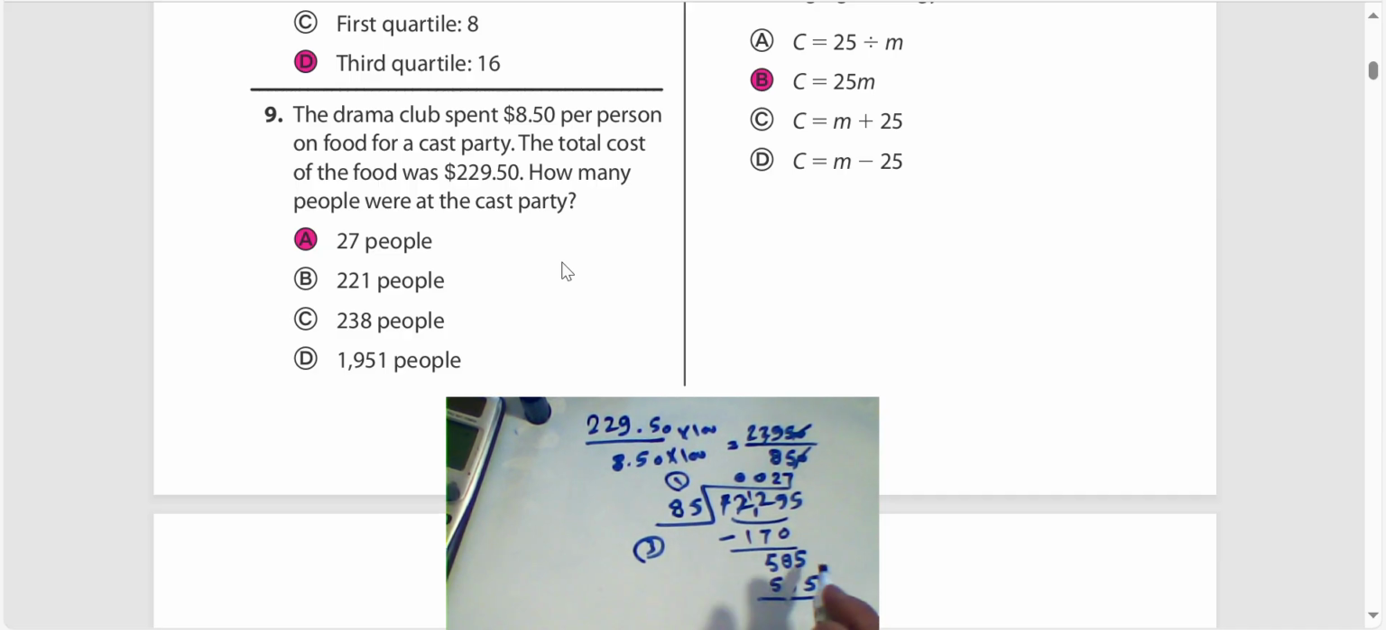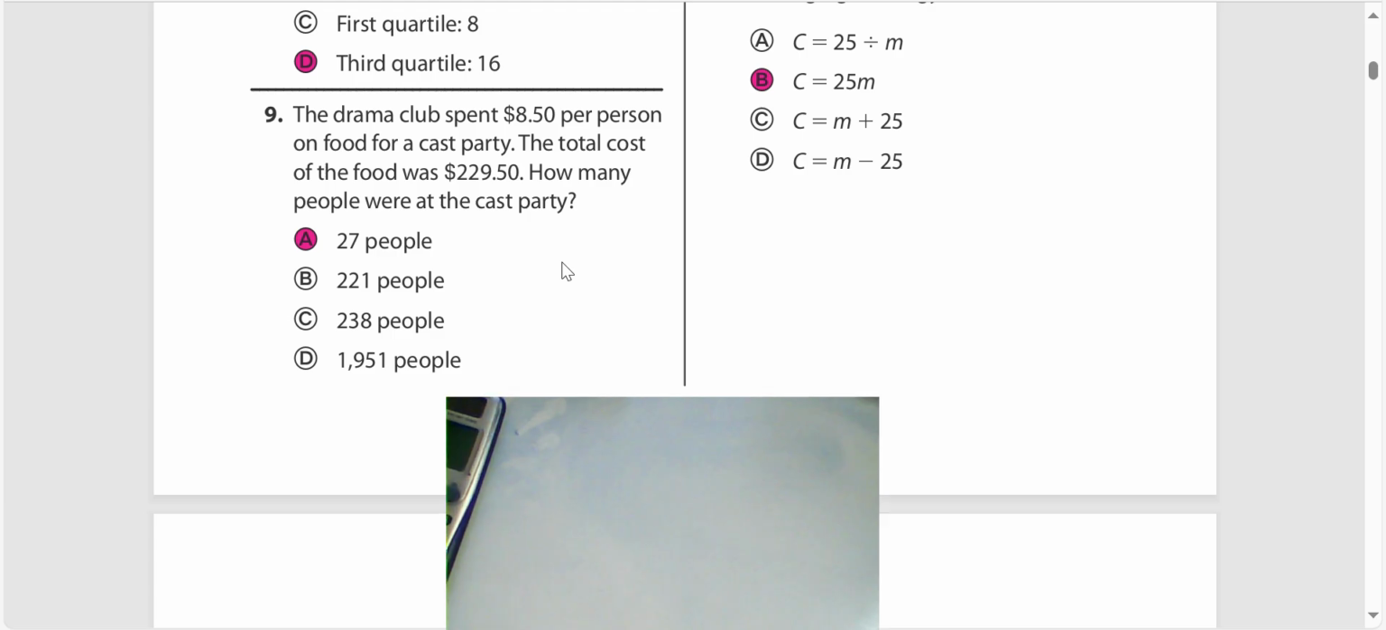It's 89. Okay, understood. 9 minus 0 equals 9 here. Again, 5 times 7 is 35, write 5 and carry 3. 7 times 8 equals 56. 56 plus 3 equals 59, like this number. So the number of people here will be 27.